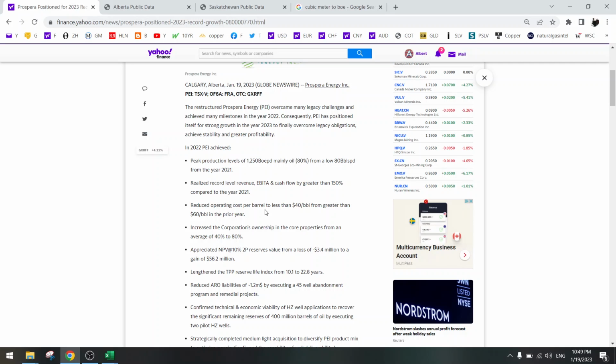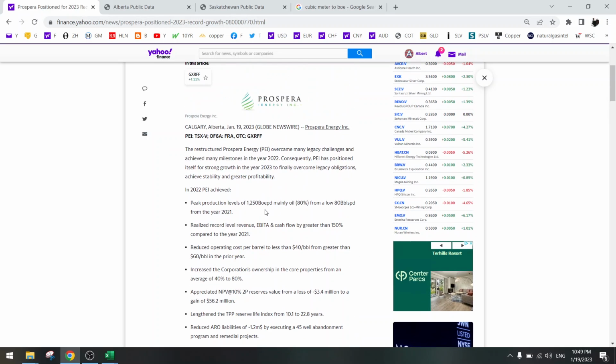So let's see what happens. Let's see if they can drill those holes, horizontal wells, and that will increase production and lower the cost even more.